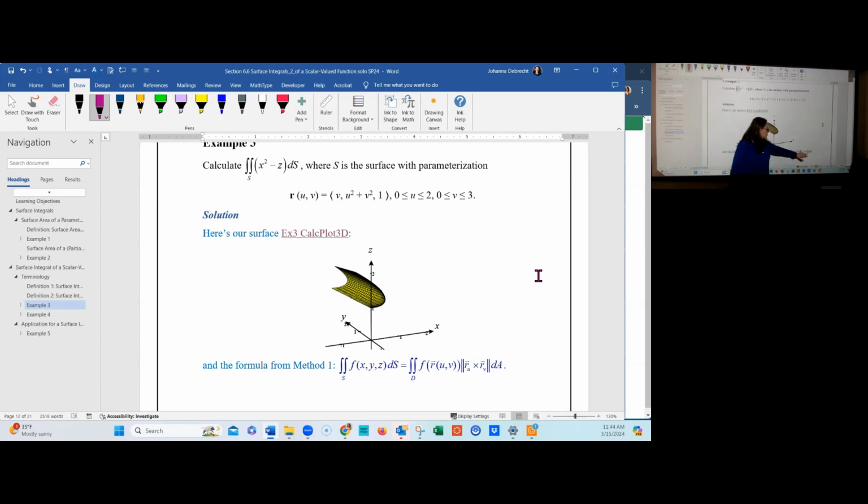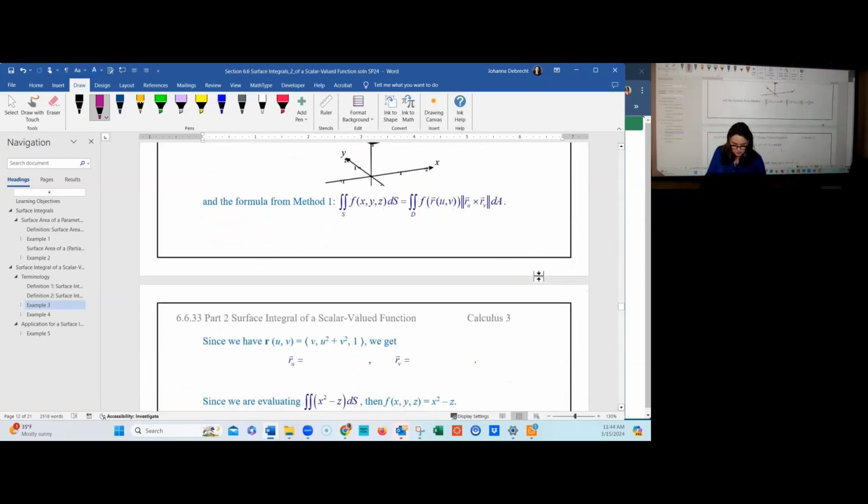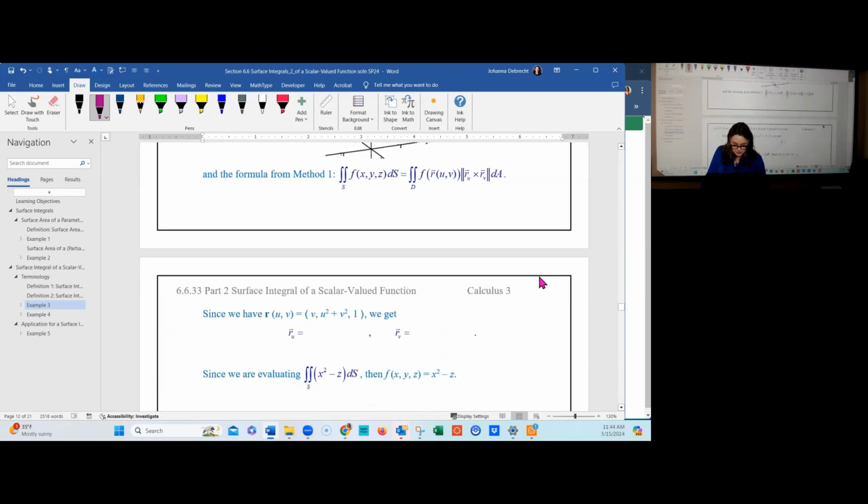And then we're going to compute the directional derivatives, the partial of r with respect to u and with respect to v, find their cross product, get the magnitude, multiply that by the parameterization of my function, and then integrate it over the double integral, the parameter domain, where u varies from 0 to 2 and v varies from 0 to 3.